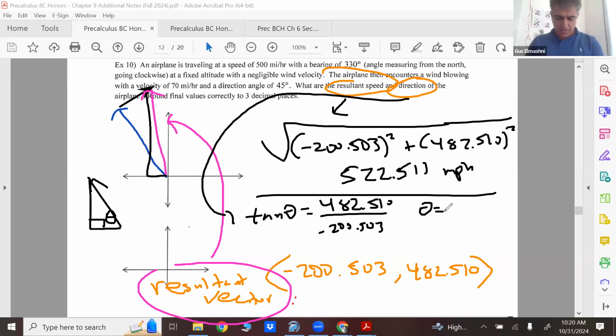Hold on a sec. I think the calculator seems off. 482.51 divided by negative 200.503. Inverse tan of that. Switch to degree mode. Yeah, you get negative 67.435 degrees.